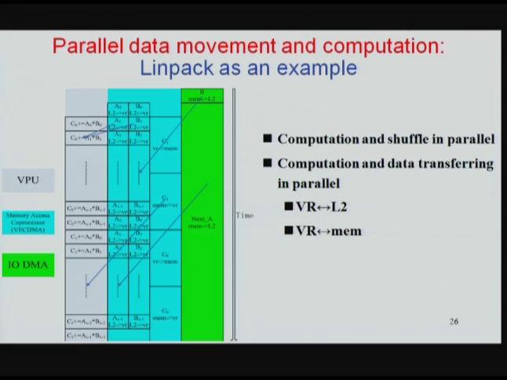So here's the example, LINPACK. From here we do computation and shuffle in parallel, and the computation and the data transfer from memory, or from level 1 cache to the vector unit, to the VPU. And here is the memory access coprocessor. Some data from level 1 cache to virtual register, and some from memory to virtual register. In this way, we can achieve very high performance.